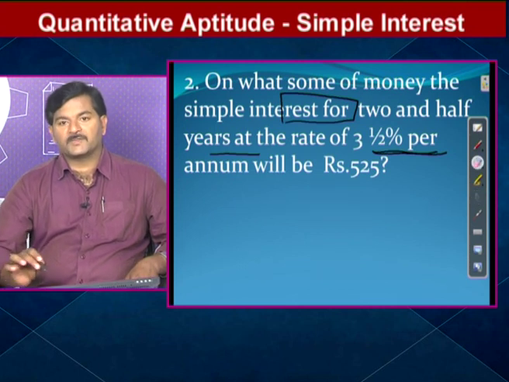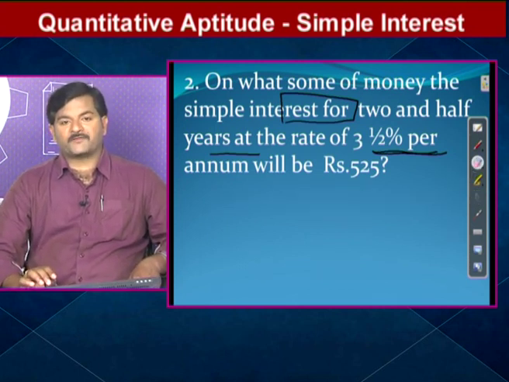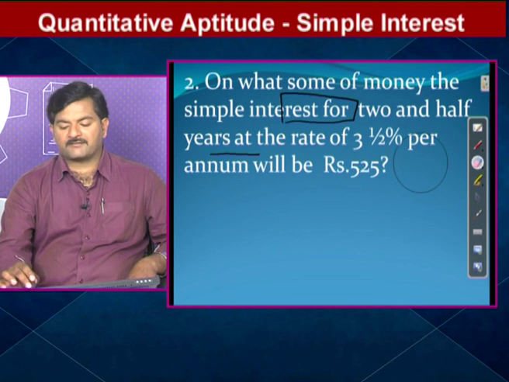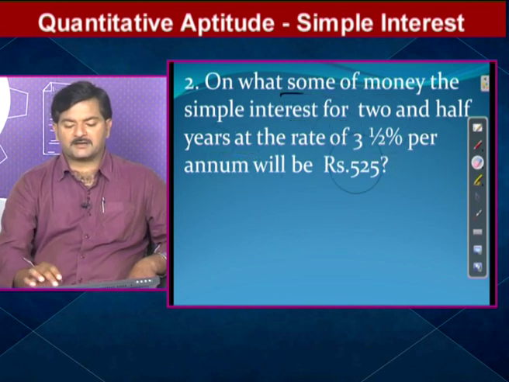Second question, what is given? On what sum of money will the simple interest for 2.5 years at the rate of 3.5% per annum be 525? Whether a mixed fraction is given or whatever, there is no doubt that by using type 1 and type 2 you can solve it. But observe what is given and what he asked you to find: on what sum of money. On what sum of money means clearly here we have to find the P value. Time is given, 2.5 years. Rate of interest is given, 3.5% per annum. Simple interest is also given, 525 rupees.